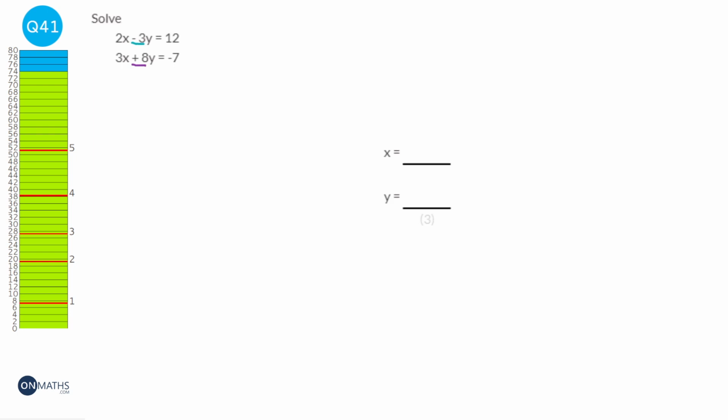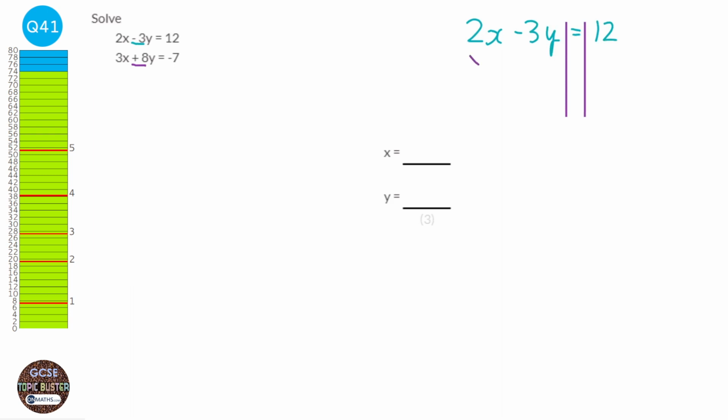So I'm going to write out the first equation, so 2x minus 3y equals 12. Get my lines in, and I notice that I'm going to times everything by 8 to make the coefficient of the y to be minus 24. So we've got 16x minus 24y, which is good, that's what we wanted, and then we're going to do 12 times 8, which is 96.